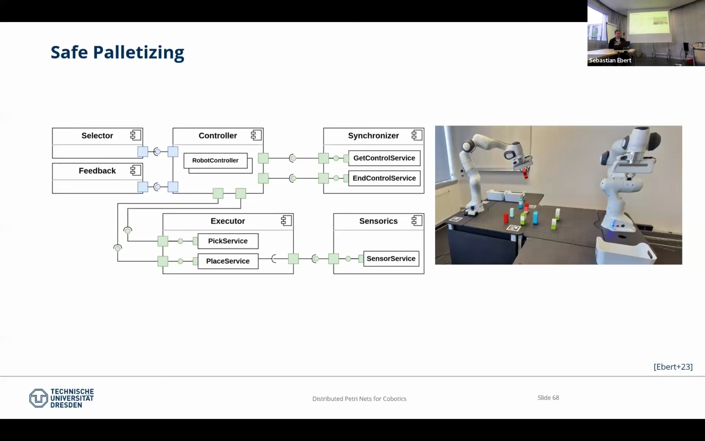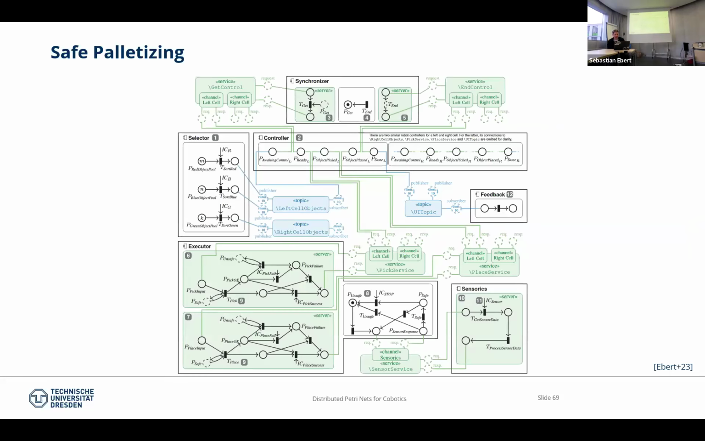So we have a selector, which is basically the user telling the robot, okay, sort this object. We have a controller, which is our central workflow, and a synchronizer, which makes sure that both robots don't pick at the same time in the same space. An executor representing the low-level picking and placing API. Sensorics, which check if a user is interfering so we can stop at any time. And also on the left top side, a feedback component, which is essentially a screen printing that I finished the sorting operation. If we glue everything together in a Petri net, we end up with that.